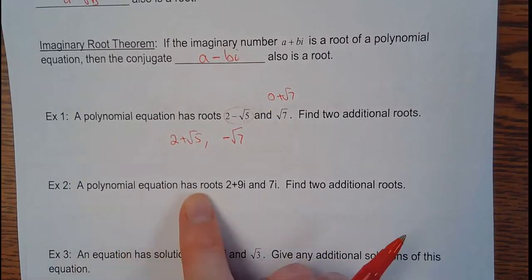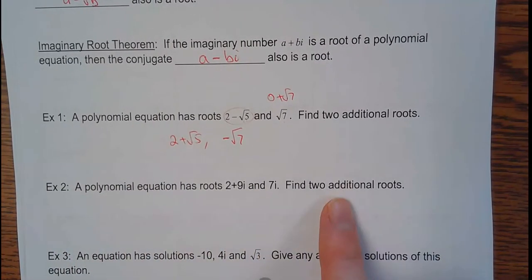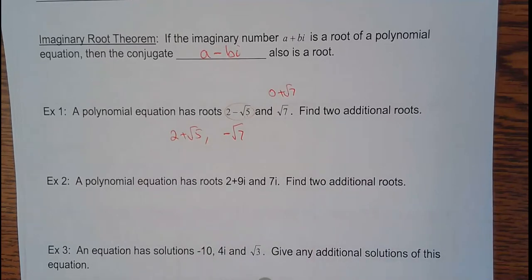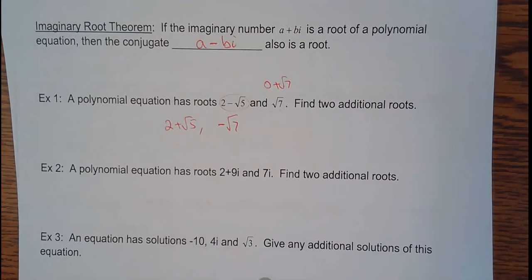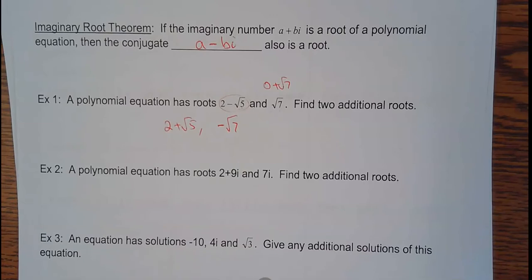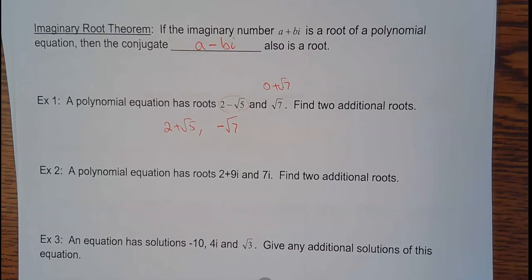Number 2, a polynomial equation has these 2 roots. Okay, so find 2 additional roots. When you try to pause the video here, try this out. Try to write the other 2. Based on this answer up here, you use this as an idea. Try to find the other two. The other two, they're the additional roots that have to be roots also.